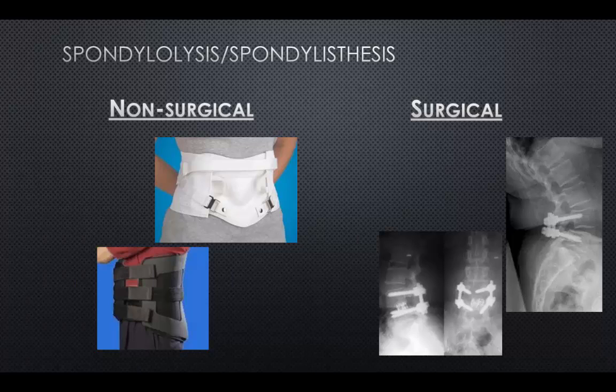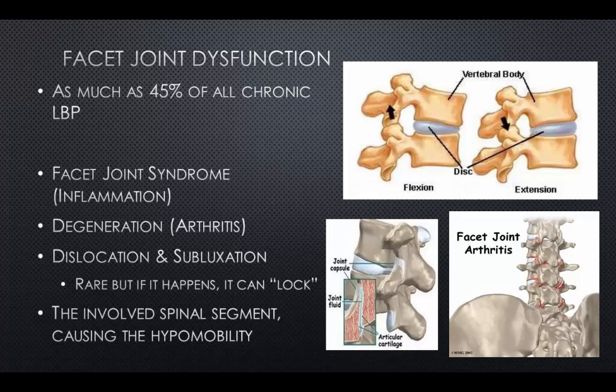Treatment for the spondies include conservative or non-surgical options like bracing, with pictures on the left given as examples. More invasive management may include surgical fixation and intervention. Facet joint dysfunction accounts for nearly 45% of all chronic low back pain.